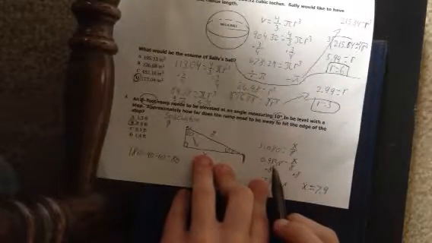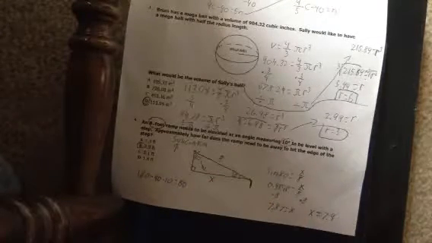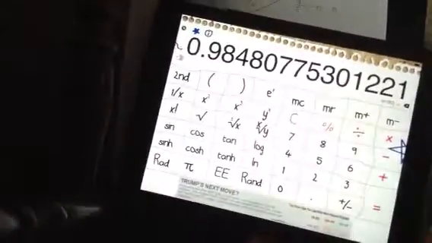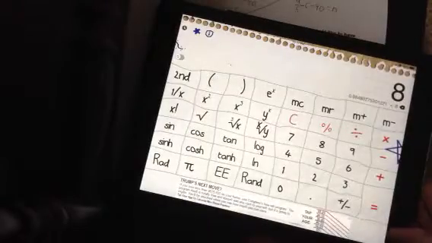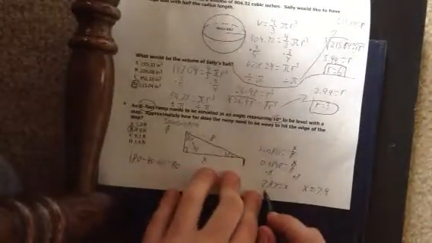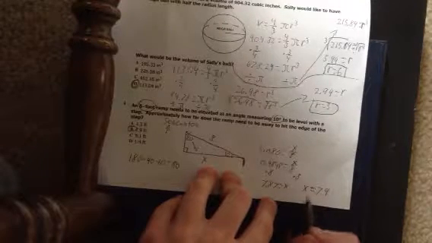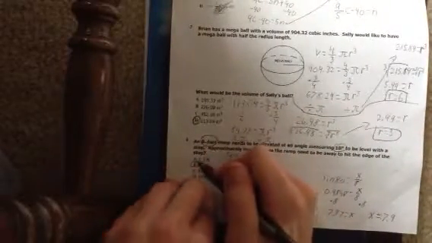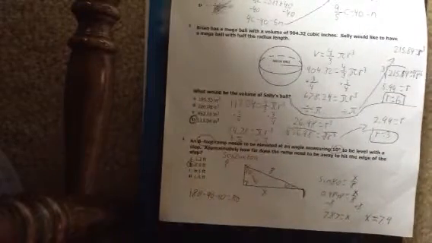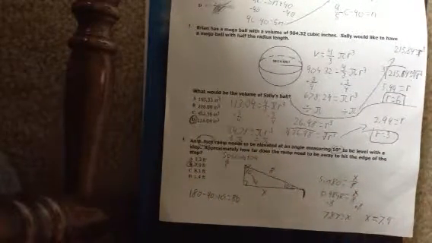So 0.9848 equals x over 8. If we want to get x alone, we need to multiply both sides by 8. So 0.9848 times 8 equals 7.878. So x equals 7.87, or about 7.9. So x equals about 7.9, which is one of our answer choices. Answer choice B. Answer choice letter B, not number B. I'm smart, I promise. So that is the answers to 2, 3, and 4.